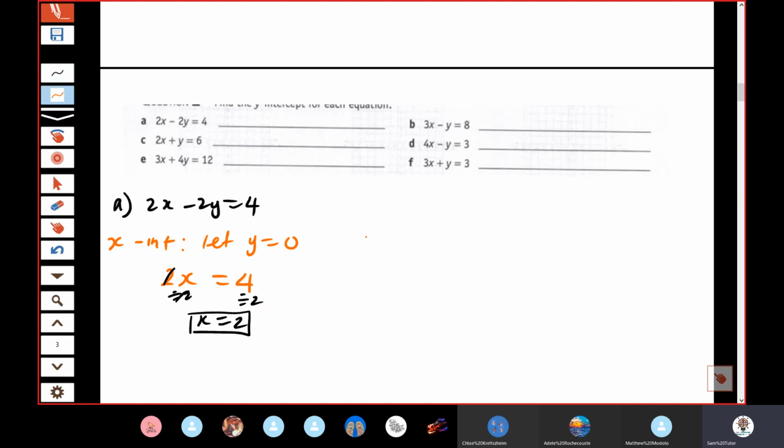And then y-intercept, you'll let x equal to 0. Again, think about it. The x value is 0, so it disappears. Just look at whatever else is left without the x, which would be negative 2y equals 4. And then again, how do I get rid of the negative 2? You divide by negative 2, so y equals negative 2.